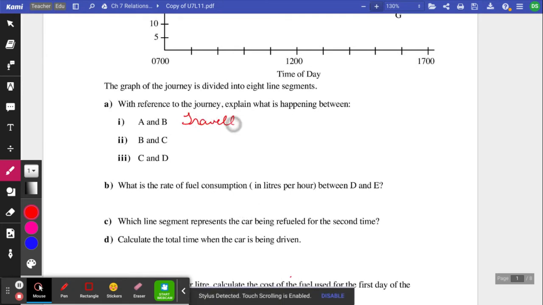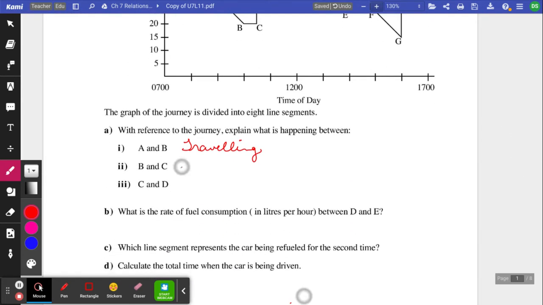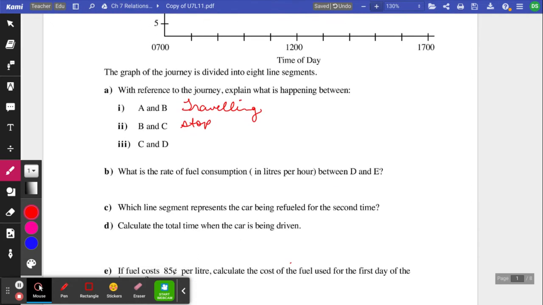And what happens between B and C? They stop. And what happens between C and D? They fuel up. Okay, between C and D, they fuel back up.